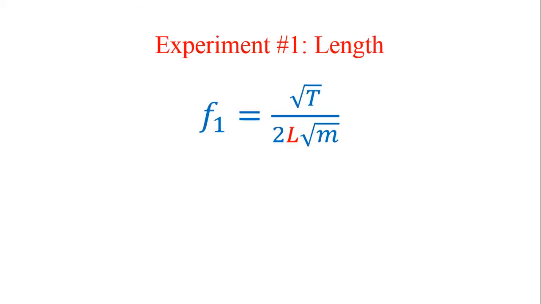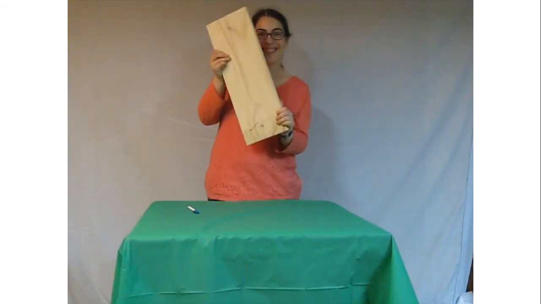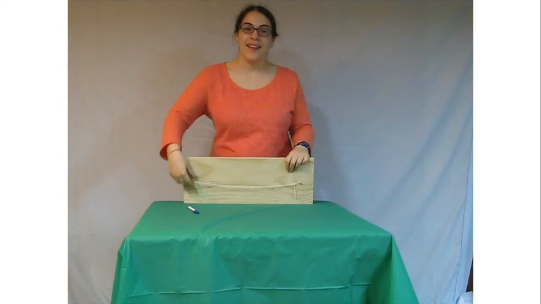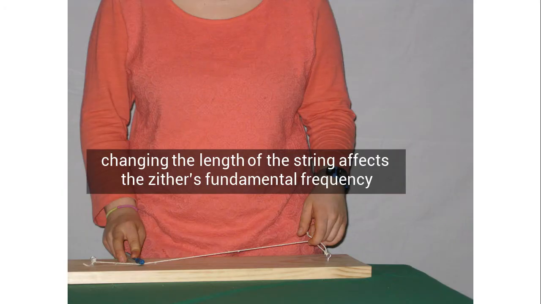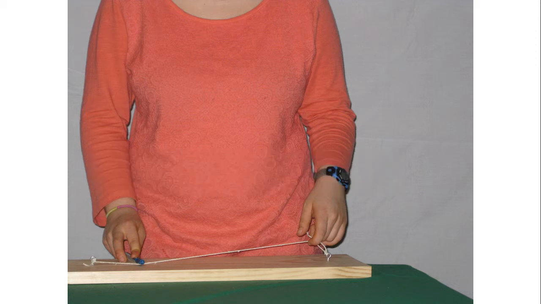In this next experiment, we are going to test how the length of a string, represented by the letter L in the formula, affects the fundamental frequency of an instrument called a zither. Of course, the zither we will be using is very simple. It is a plank of wood as its base, with two screw rods attached and a string tied in between each of them.